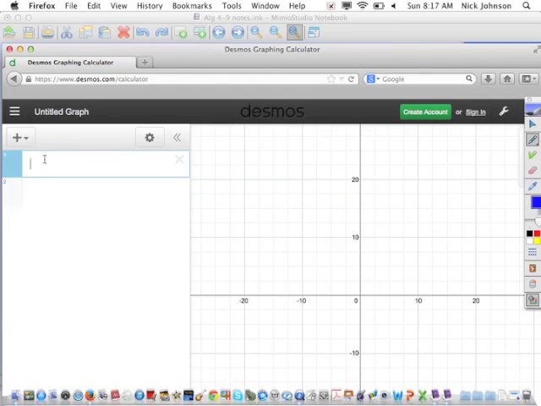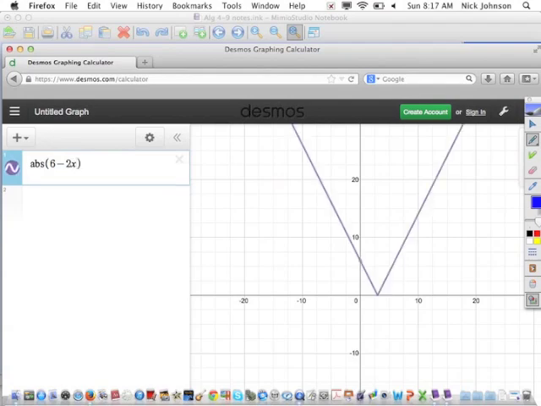Uh-oh. Absolute value of 6 minus 2x. That should give me 18. Why that's not graphing. But anyways, there should be a horizontal line. If this is 10, then that must mean this is 18.